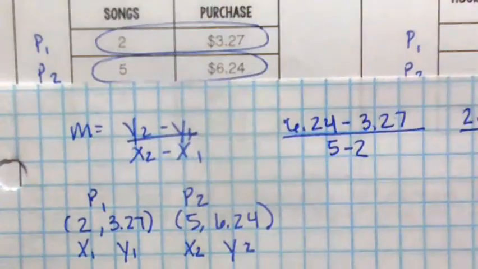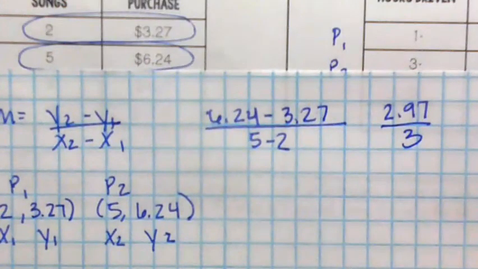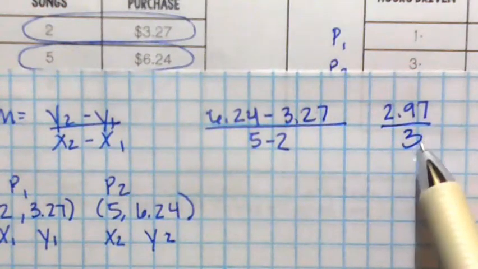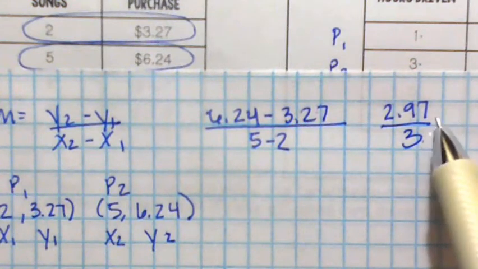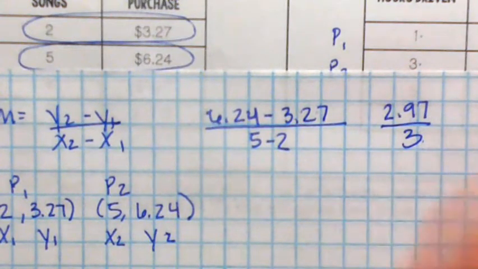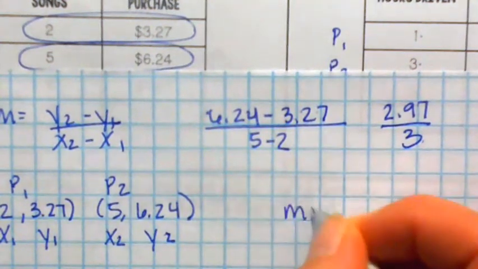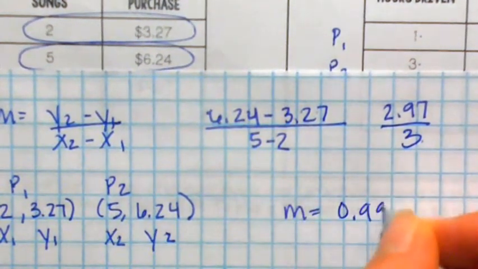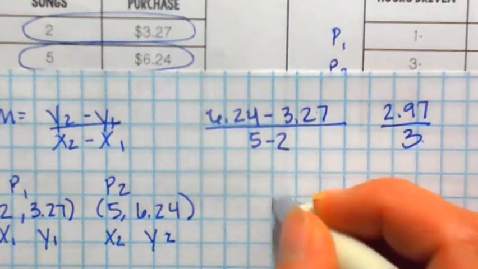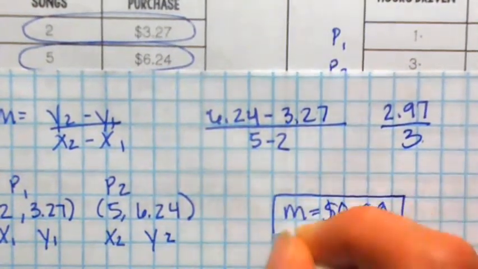Now I already kind of know what that's going to divide to without a calculator, because that's almost $3 divided by 3. That's almost $1. I think it's going to be 99 cents per song. And it is. Every song she buys is 99 cents.